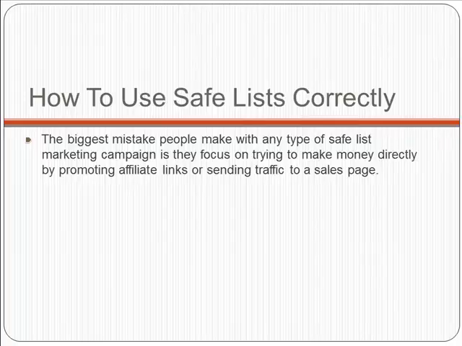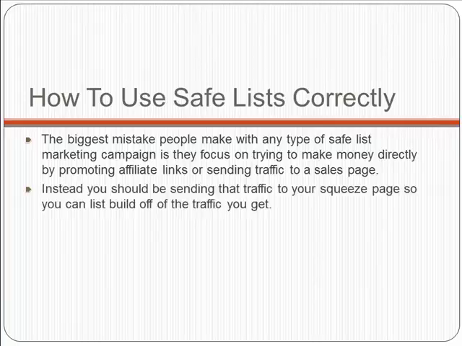And so you'd be much better off sending those 100 visitors to your squeeze page where you can get them onto your list and you can promote to them later on. And even if you get a few people on your list, those few people have proven interested enough in what you have to offer them that they have opted into your list. That means you can promote to them much easier the next time. So instead, you should be sending that traffic to your squeeze page so you can list build off the traffic you get. So no matter what you do, if you are going to use safe lists, make sure you're sending that traffic over to a squeeze page first.